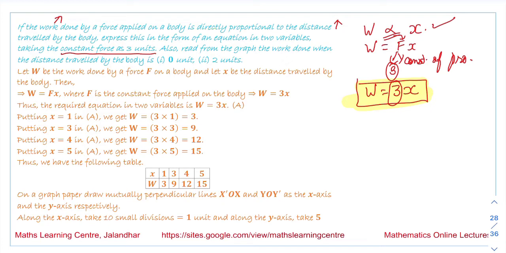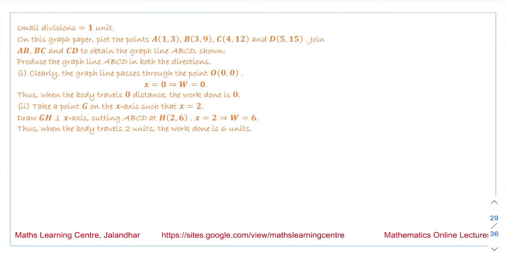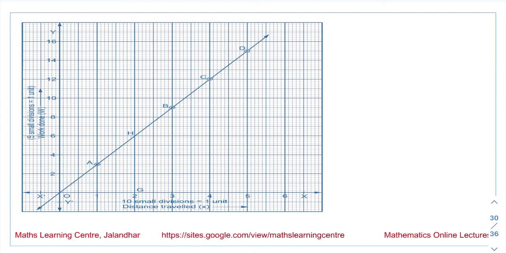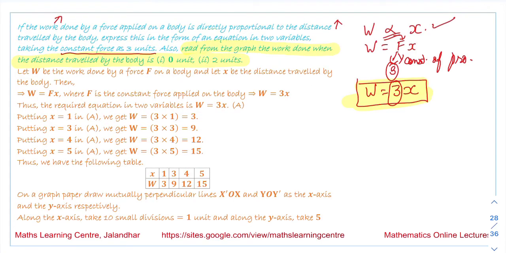Next thing we have to do is read from the graph the work done when the distance traveled by the body is 0 and 2 units. So what we have to do is draw the graph for this, and see what the work done is when the distance traveled is 0 units and 2 units.